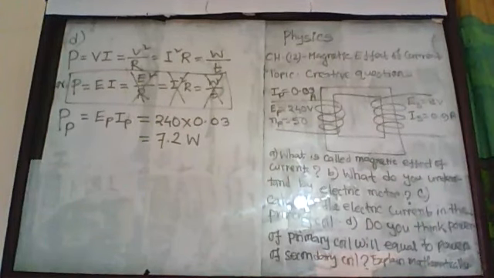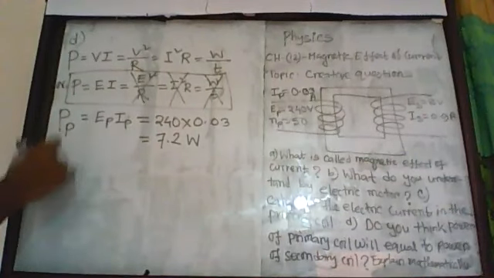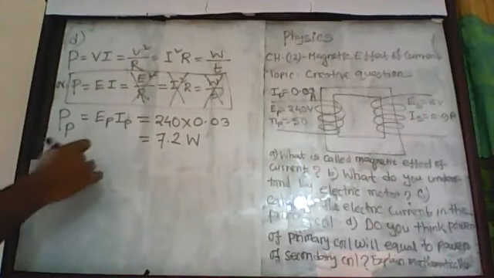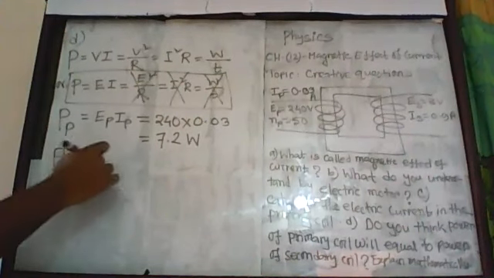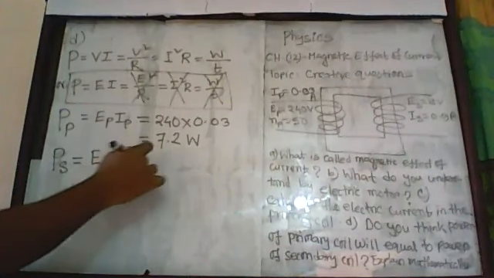Now, boys and girls, I'm going to find out the electrical power for the case of the secondary coil. So the electrical power for the secondary coil, that is P_S, will equal E_S times I_S. I repeat, power for the secondary coil will equal E_S times I_S.